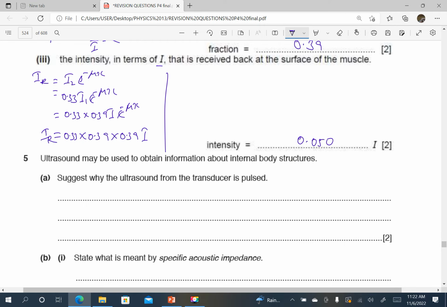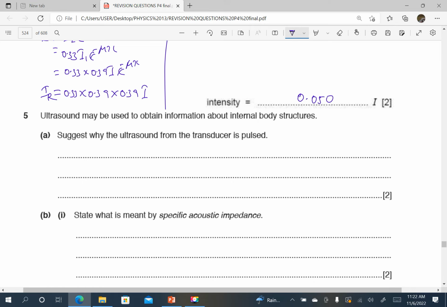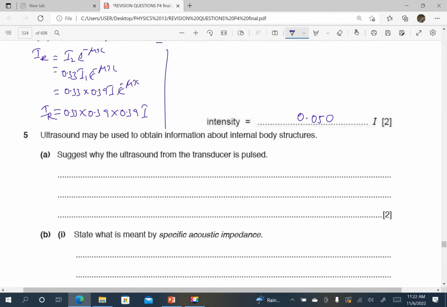Ultrasound may be used to obtain information about internal body structures. Suggest why the ultrasound from the transducer is pulsed. What is the purpose of pulsing? Remember, the same transducer which emits ultrasound will detect it. It emits by vibrating, and when it detects, it has to vibrate. So it can't vibrate for emitting and at the same time vibrate for reflection.